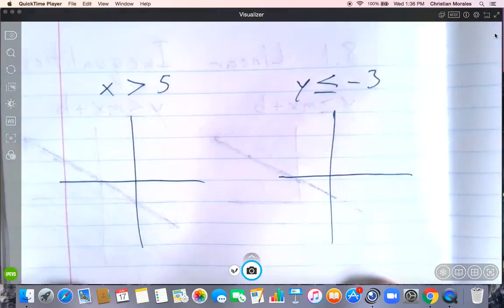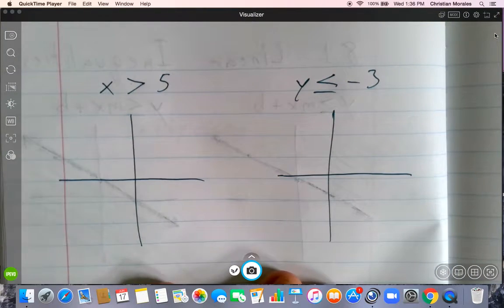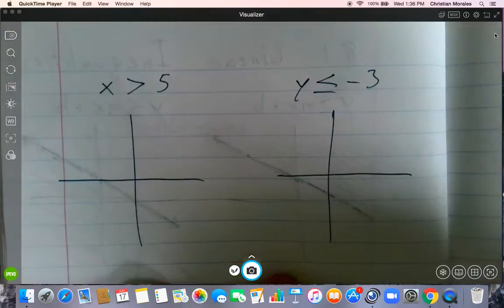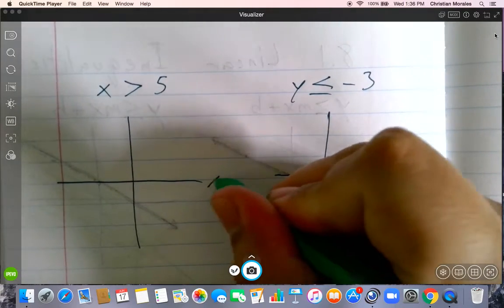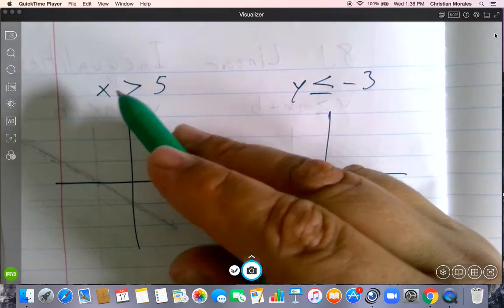Now, there are two kind of strange cases. You have a case both like these. So here's what you do in these cases, all right? When you see x is greater than 5, when you just see x and nothing else, they're talking about the x-axis. So where is x5?